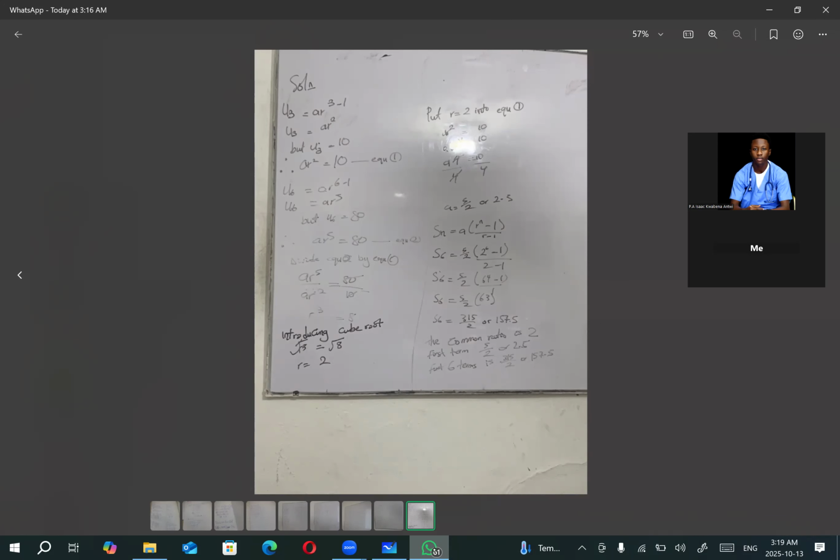So she chose to divide. Normally, if you divide, it makes it easier. So she divided equation 2 by equation 1. So equation 2 is AR exponent 5 over equation 1, which is AR exponent 2. Now, equation 2, AR exponent 5 is equal to 80. So 80 divided by equation 1, which is 10. If you do it well, A will cancel A. R2 will cancel 2 R's from the R5. You'll be left with R3. It's equal to 80 divided by 10, which is 8. Then now you're left with R3.